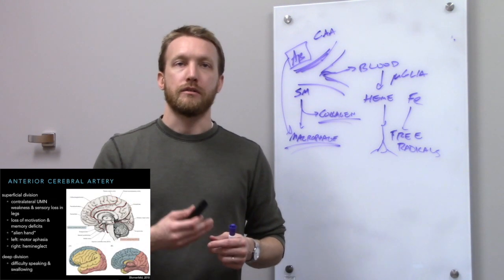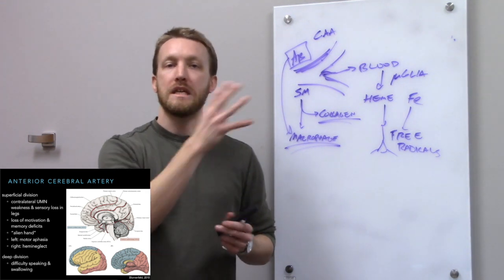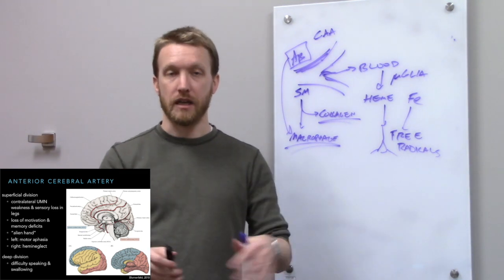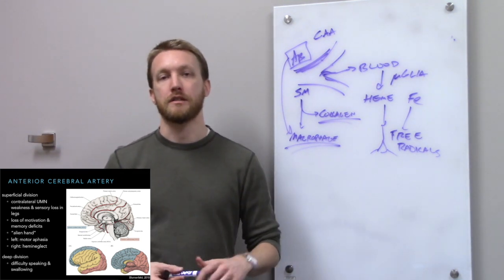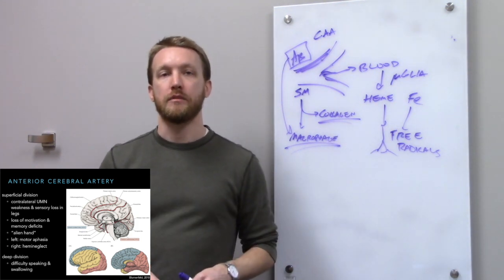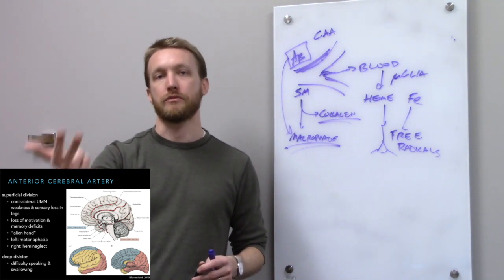The anterior cerebral artery is going to serve a little more medial than the middle cerebral artery. Despite its name, the middle cerebral artery is going to serve more of the lateral surface. So in this image, on the bottom, you can see the divisions of the middle, anterior, and posterior cerebral arteries.